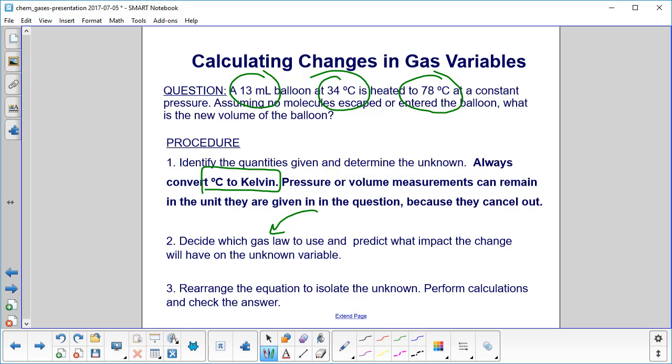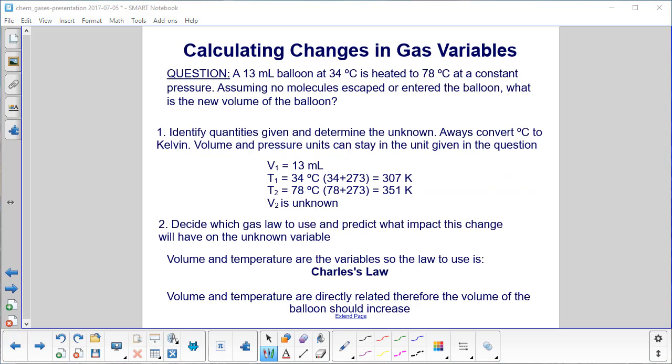Rearrange your equation, isolate the unknown, and then perform the calculations and check your answer, both mathematically and with your intuition there. You're thinking about what should happen based on the equation and based on your knowledge of chemistry. Let's solve the problem using our process.